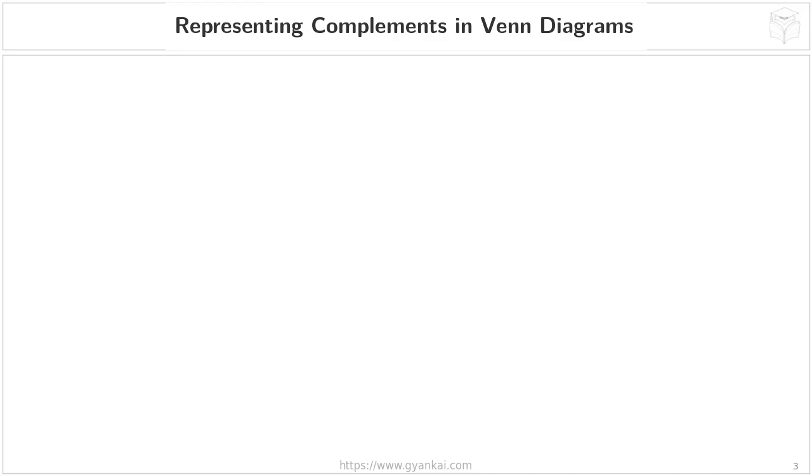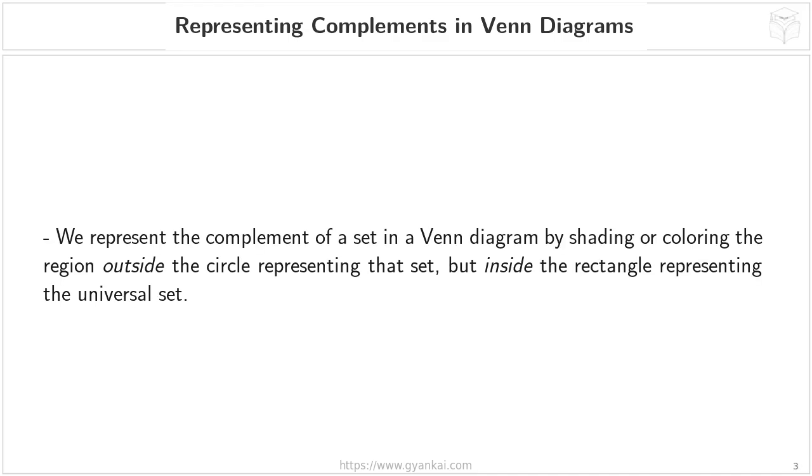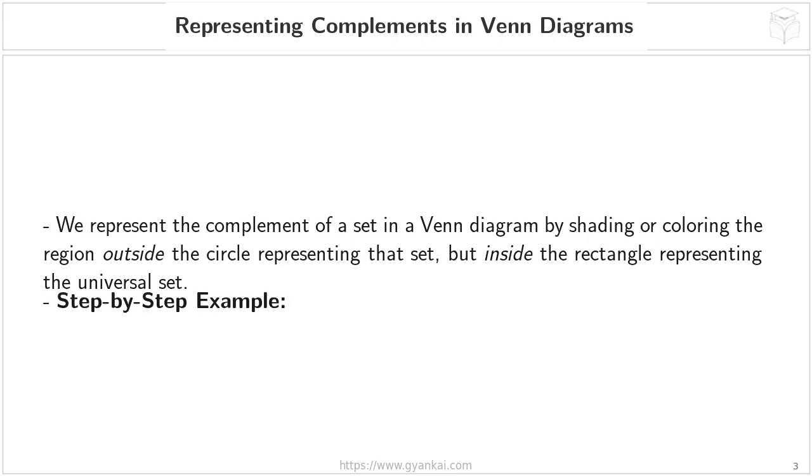Representing complements in Venn diagrams. So now that we understand what a complement is, everything in the universal set that isn't in our set A, let's look at how to represent it visually using Venn diagrams. This is where things really click, so pay close attention. This slide shows us exactly how to do that. The first line tells us the key idea. We represent the complement of a set in a Venn diagram by shading or coloring the region outside the circle representing that set, but inside the rectangle representing the universal set.